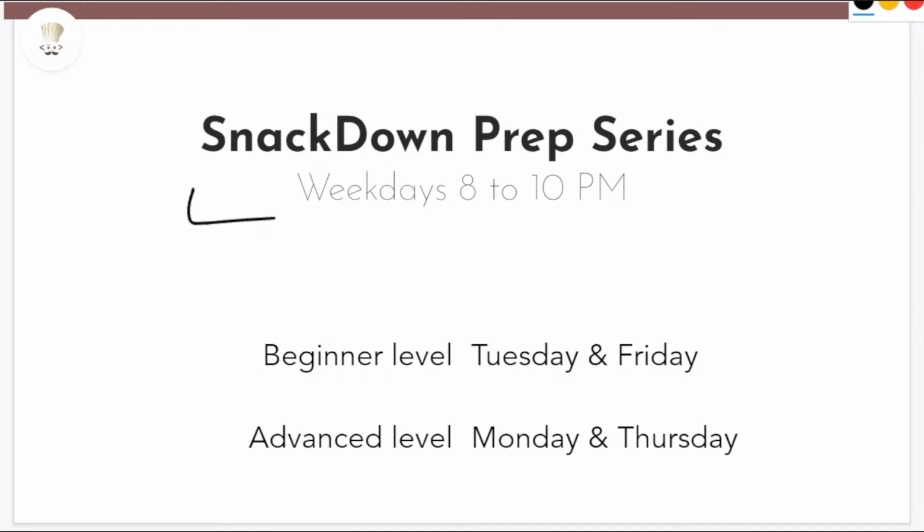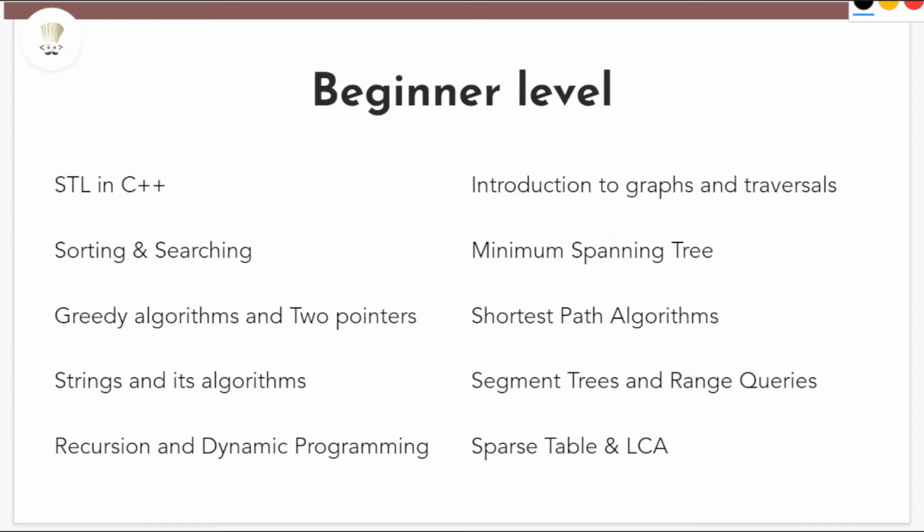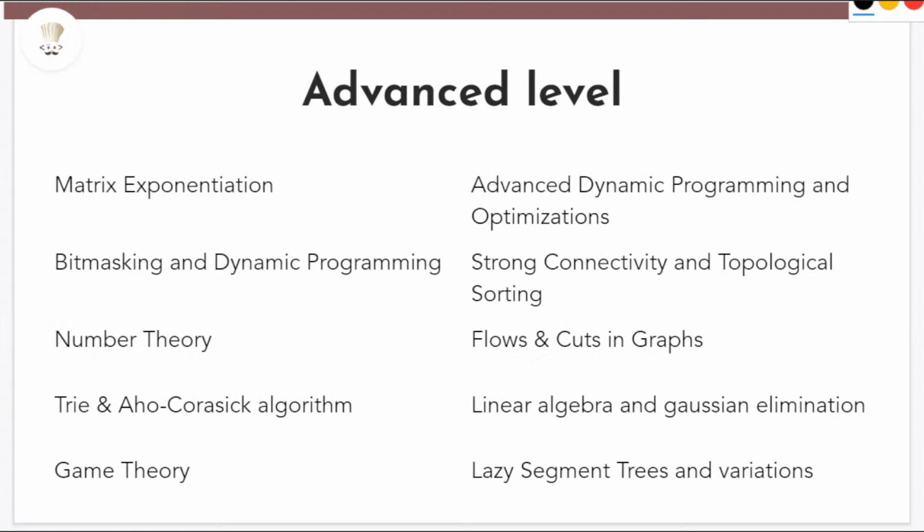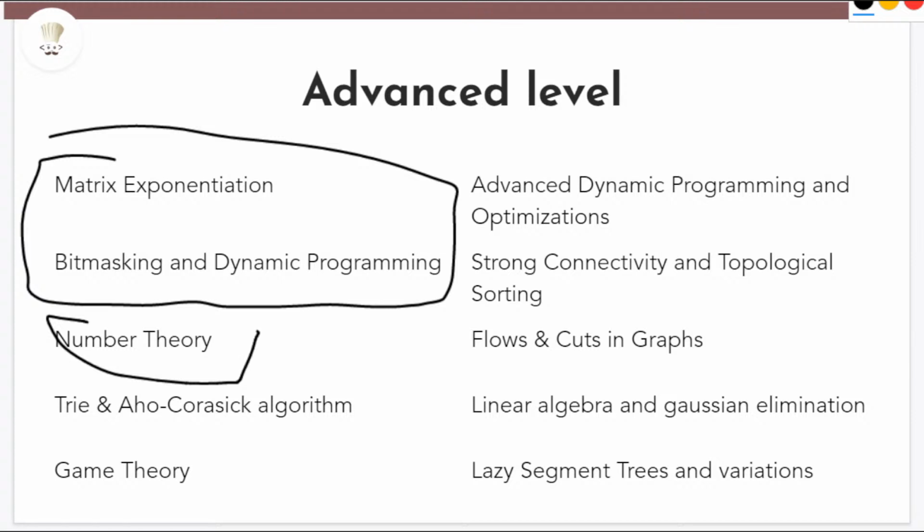So we will be starting with SnackDown Prep Series Lecture 5. There is a beginner level going on as well. So if you are a computer programmer of a beginner level, you might want to go to the beginner level classes. There are 2 lectures out right now, and the third lecture, greedy algorithms and 2 pointers, is going to come out tomorrow. So if you want to study that, you can. In the advanced level, we have already covered matrix exponentiation and bitmask DP, and today we are going to go on number theory.